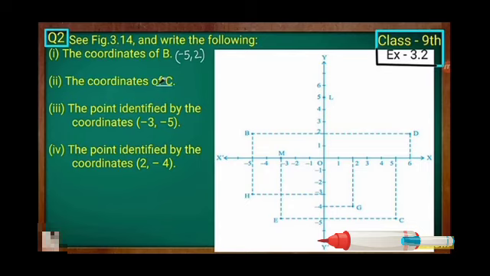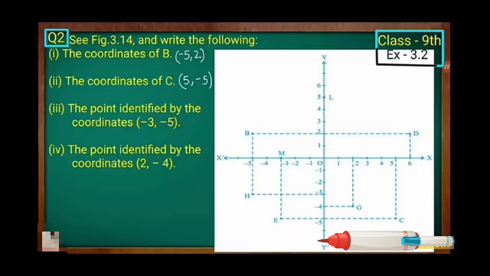Second is coordinate of C. So check it here. It is more than 5 at the x-axis, and at y it is -5. So the coordinate for C is 5 and -5.